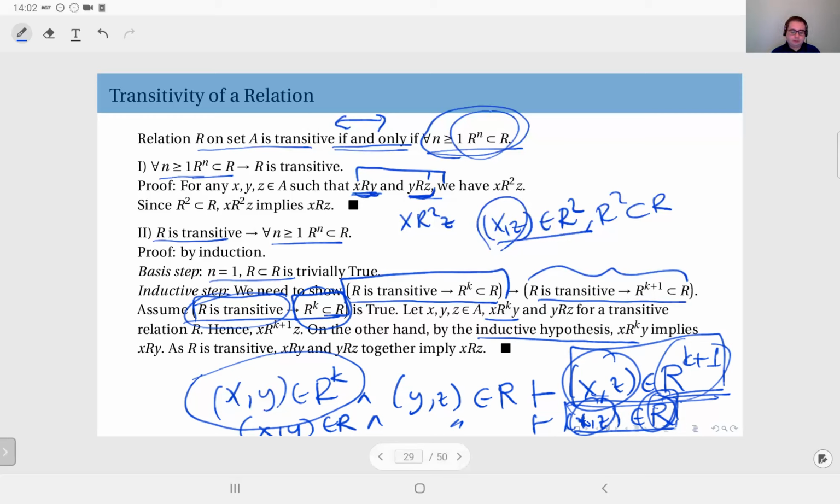And therefore, you see, coming back to this statement at the beginning, we have the test for transitivity. A relation R on set A is transitive if and only if for all n, when it is composed with itself n times, for all n values, the result should be a subset of relation R.